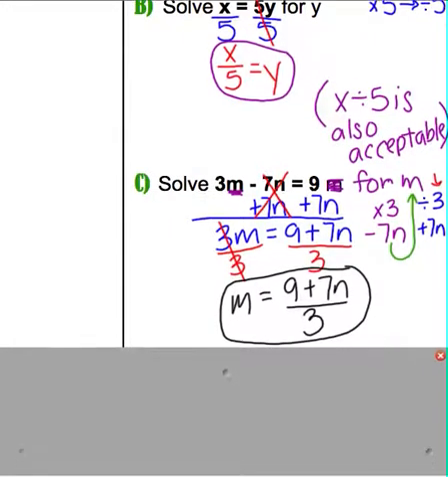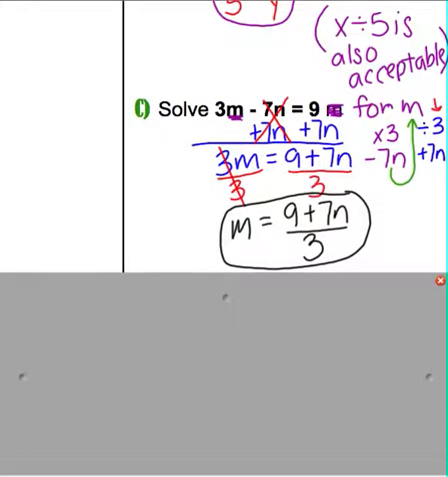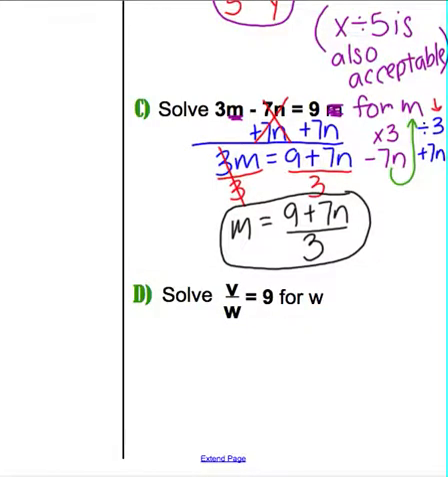So now we have time for one last example. This one looks a little bit more complicated. We have solve v over w equal to 9, which looks simple enough, but we're solving for w. Now if you'll notice, w is in that darn denominator. So it makes it a little bit more difficult. We have a little bit more work to do. So I'm going to start off by writing v over w equal to 9.